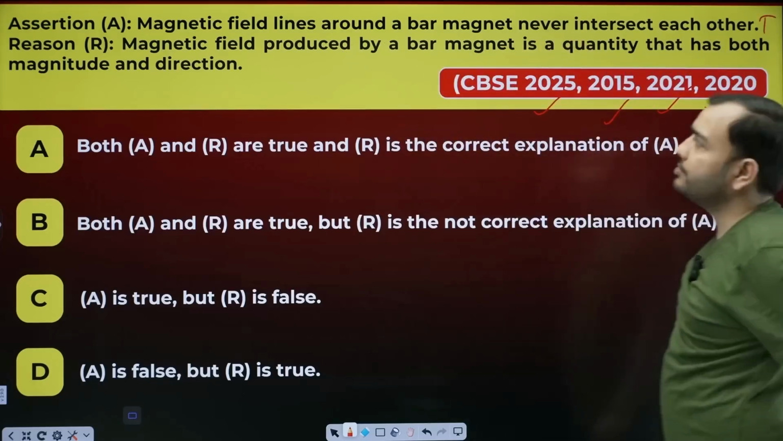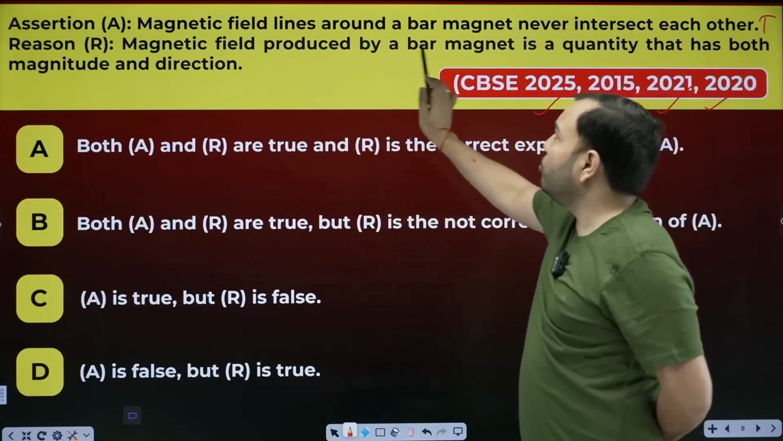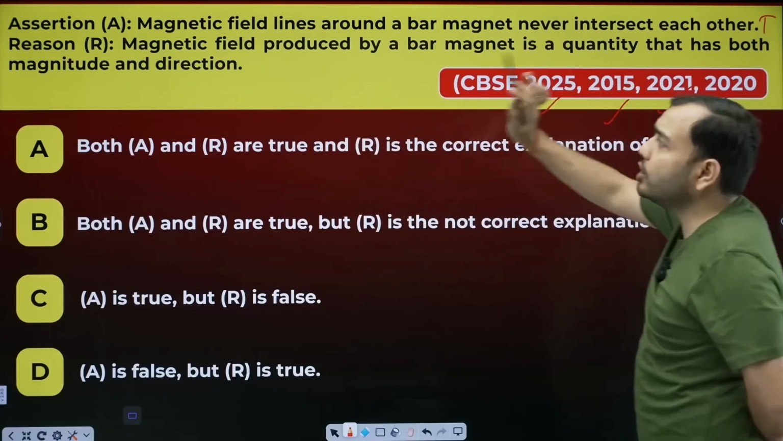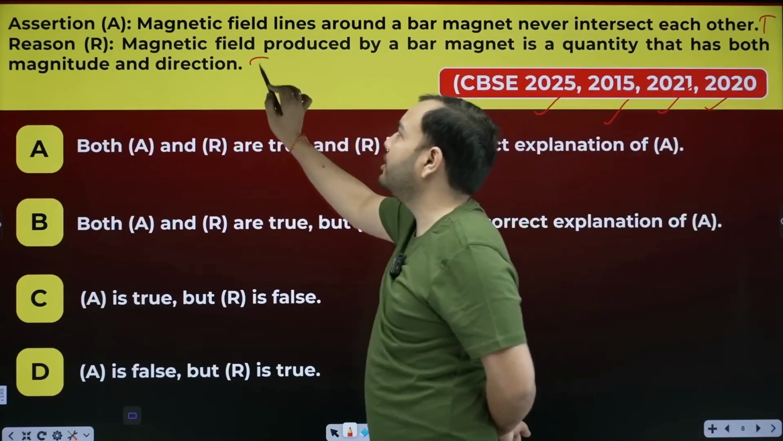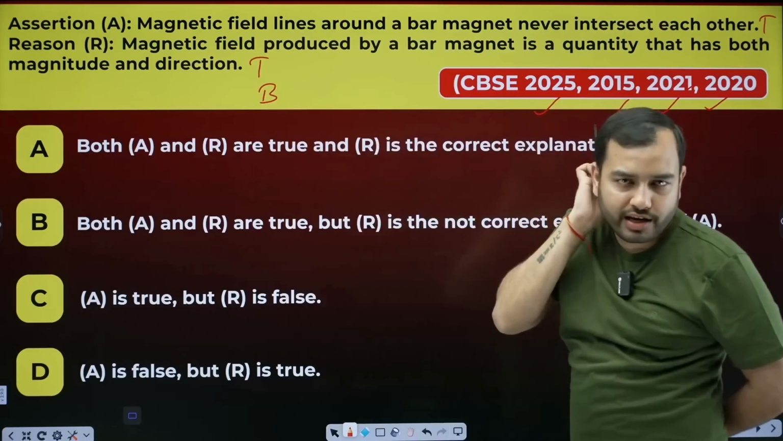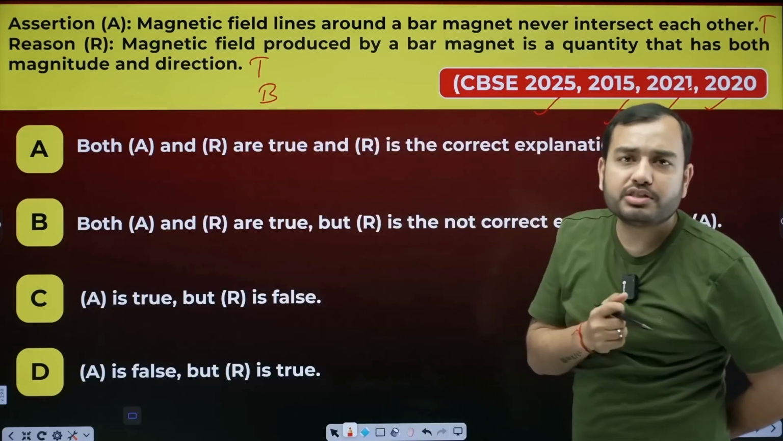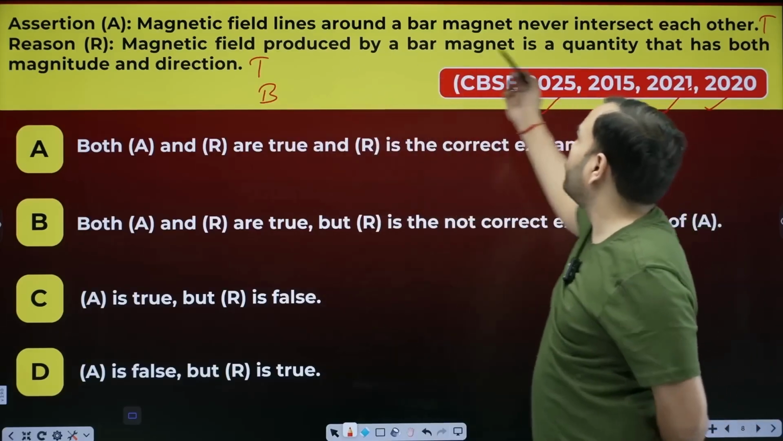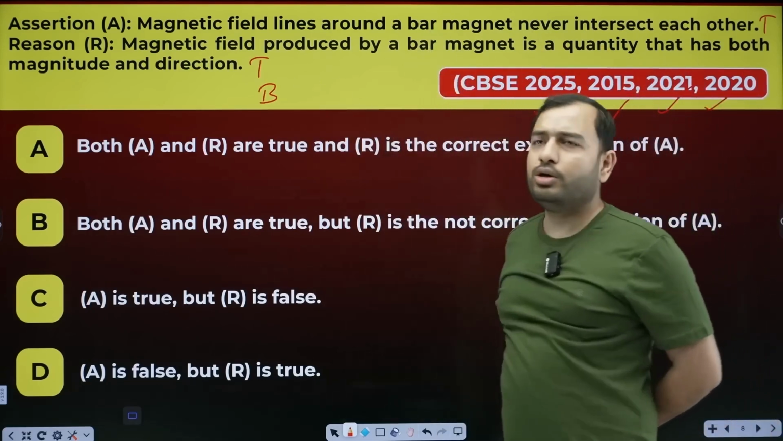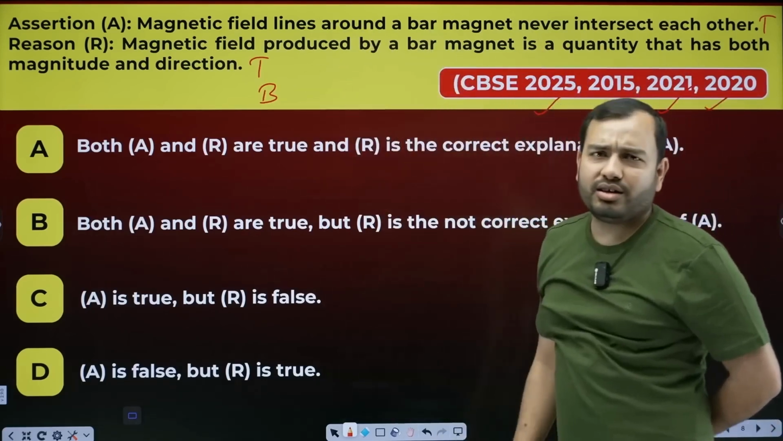It's true. Next. Reason: The magnetic field produced by a bar magnet is a quantity that has both magnitude and direction. Correct. A bar magnet will definitely produce the magnetic field quantity. All magnets produce it. It is such a quantity that has magnitude and direction. This is also true. But is this the explanation? No.